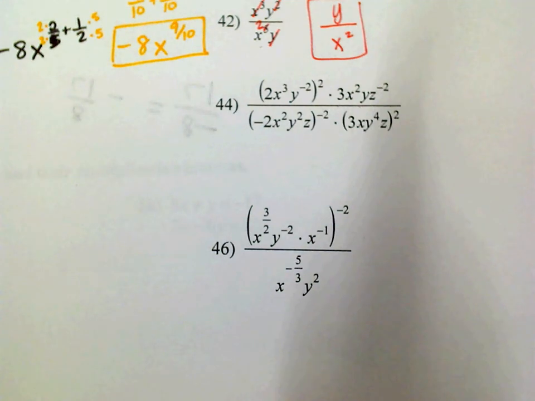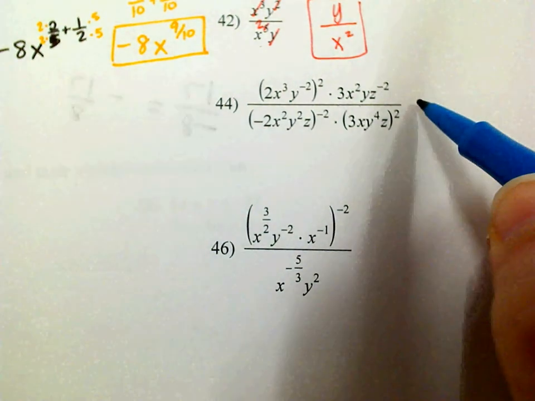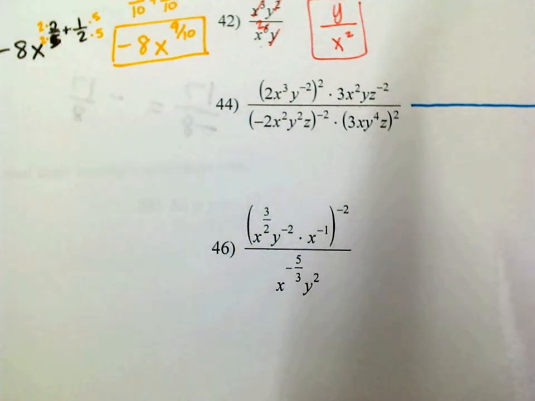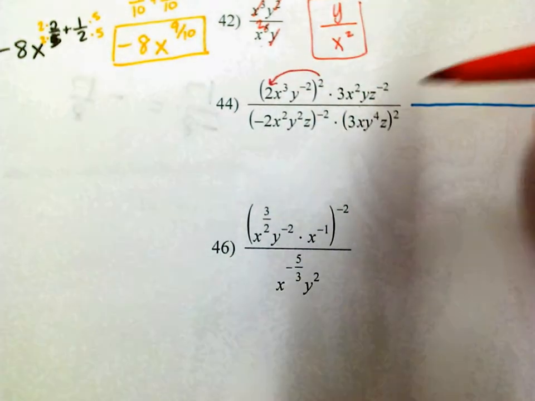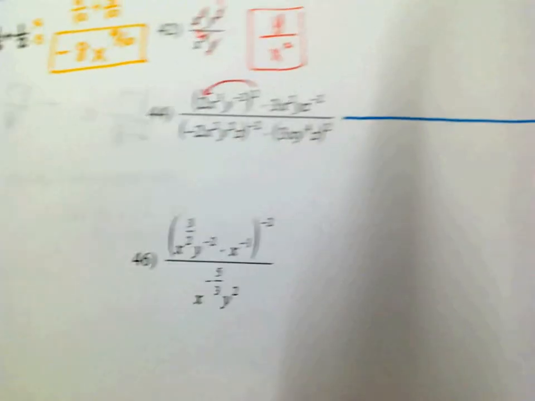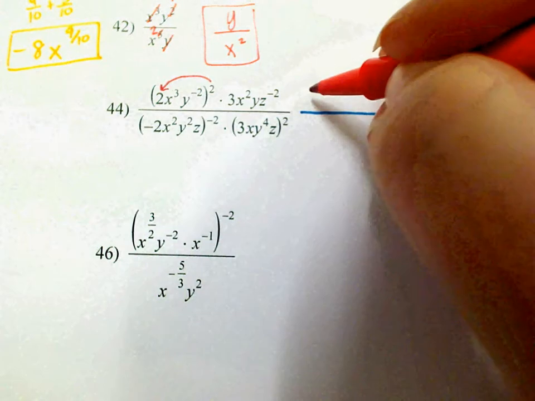All right, here we go. I'm going to draw a fraction bar and just start putting things where they go. So, what's the first thing you do? Start distributing. So I've got 2 squared. What's that? 4. So I put a 4 in the numerator.